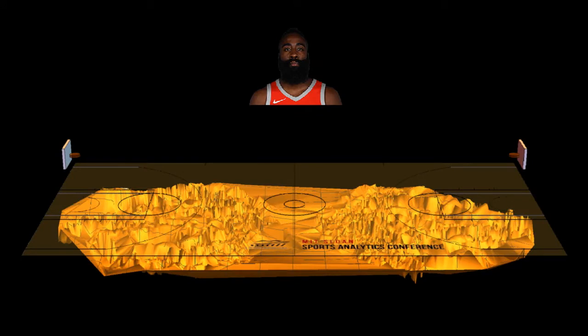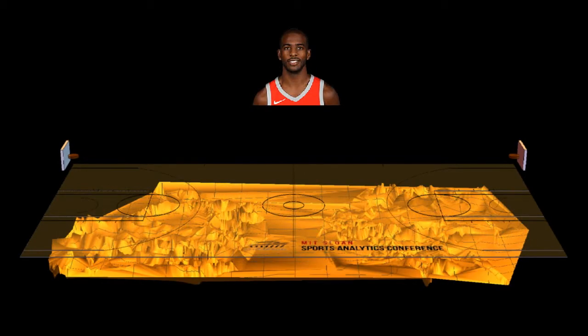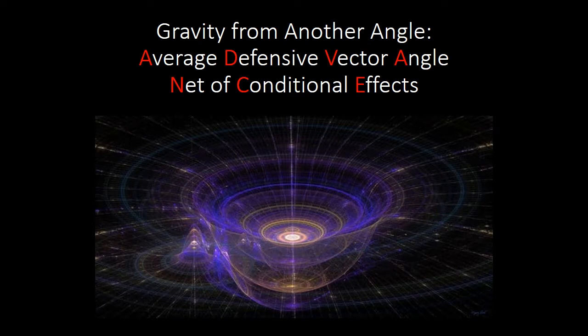We can also look at Harden's and Paul's overall net gravity, the advanced stats, net of the conditional effects across the court. This is Harden, this is Paul. And that's what we see. So that's gravity from another angle.